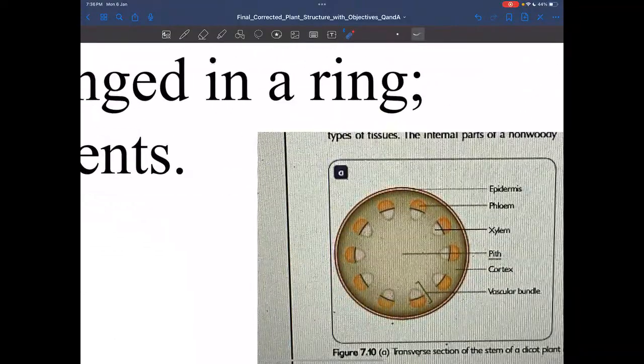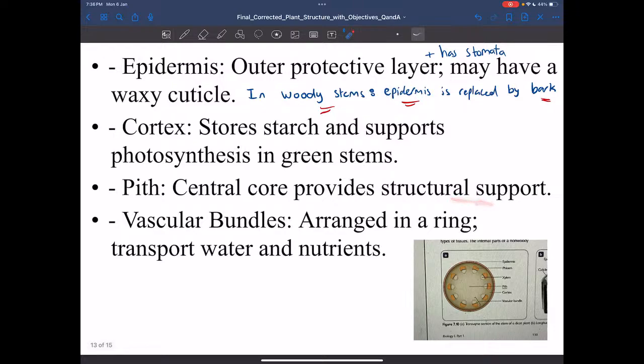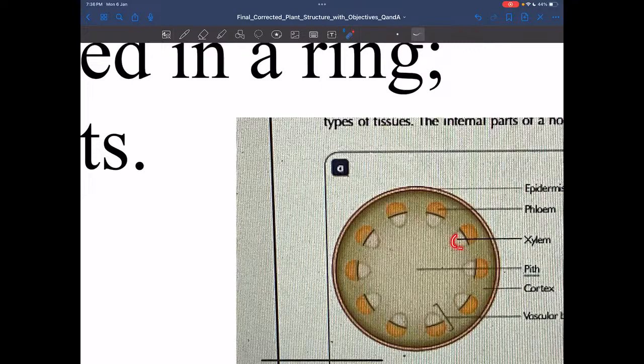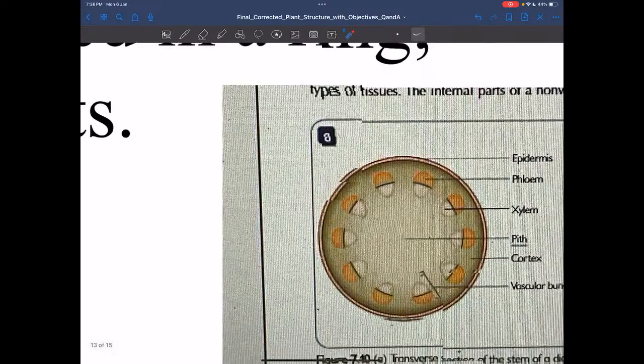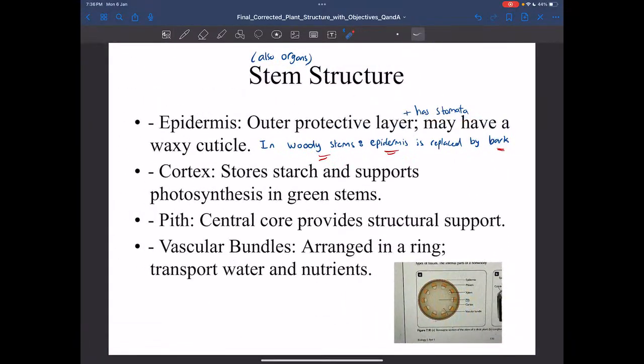While we have the pith, which is the innermost layer, the central core, it provides structural support. Okay, and we have the vascular bundles, as you guys can see. And again, the xylem is usually towards the inside, and you see the vascular bundles are arranged in a ring structure. Yep, I'm assuming it can also store water, starch, but again, not a huge amount. Okay, mainly starch grains and support photosynthesis in green stems.